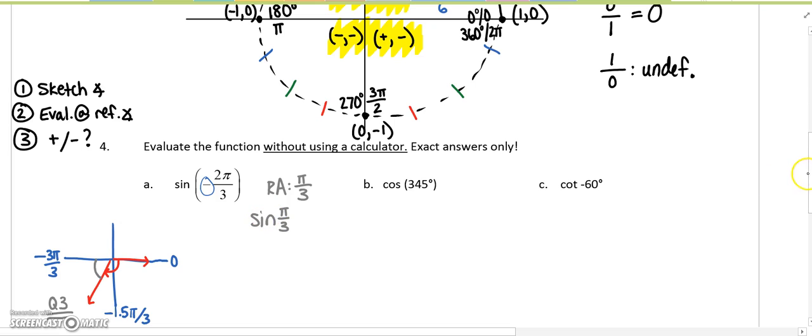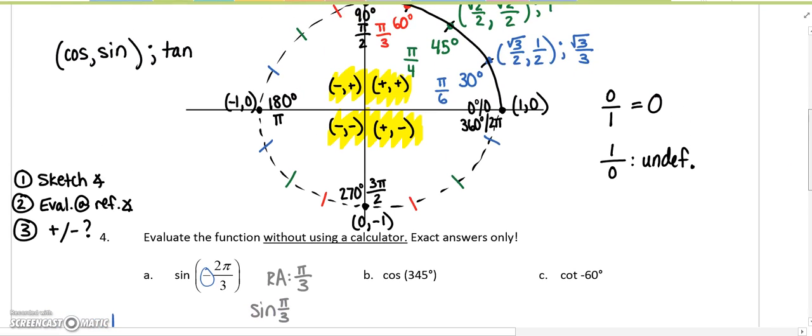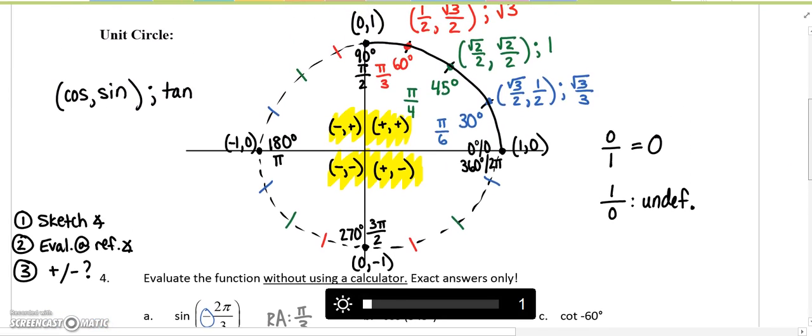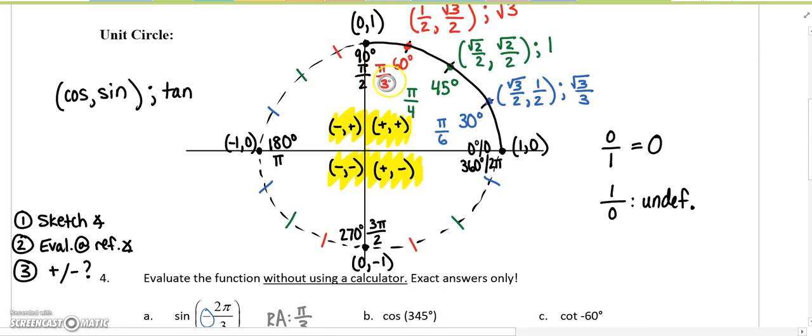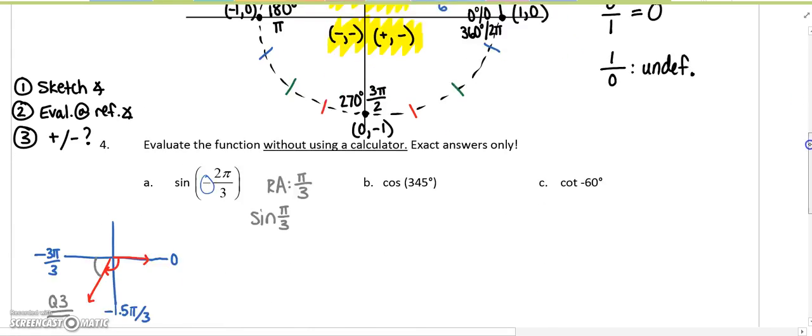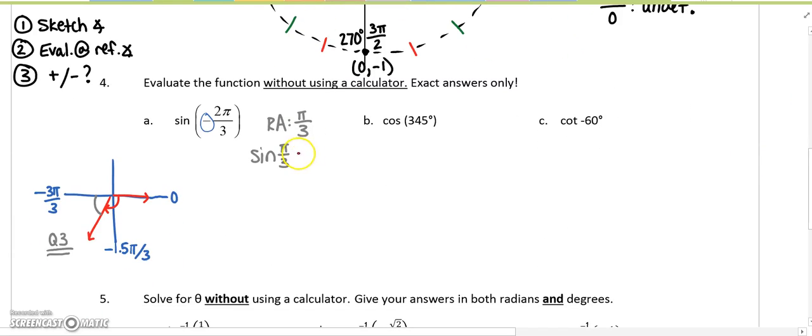Now this is where our first quadrant comes in handy. Because if I have my first quadrant written down, all I need to do is find pi over 3, and then take the sine, which is the y coordinate. So that would be root 3 over 2. So this is equal to root 3 over 2. So now I have a basis for what my answer should be.